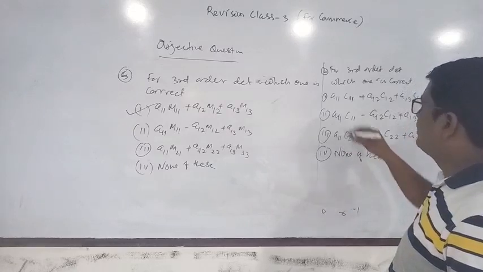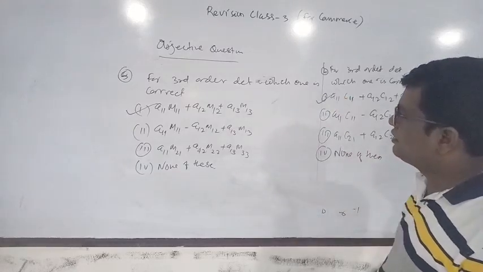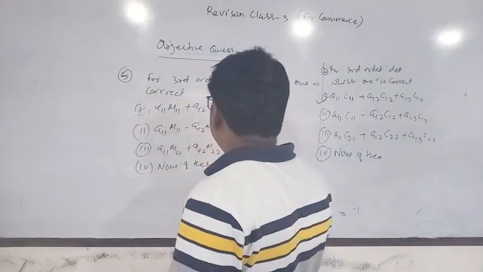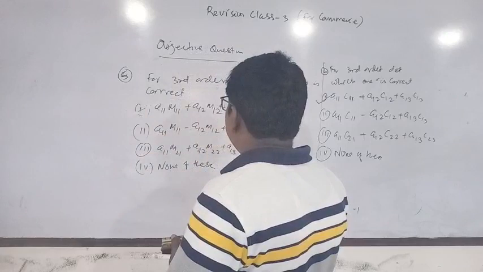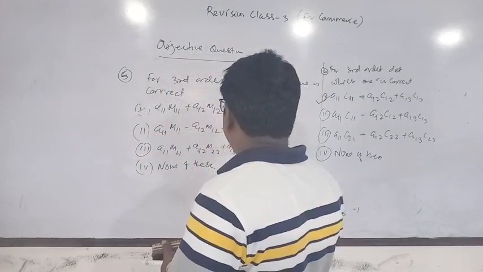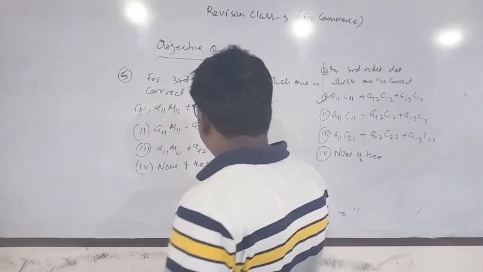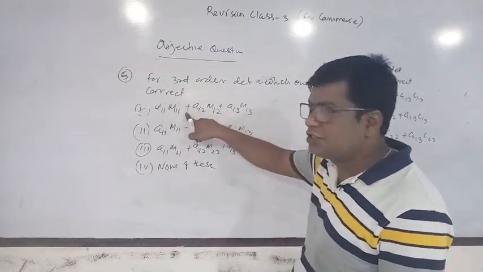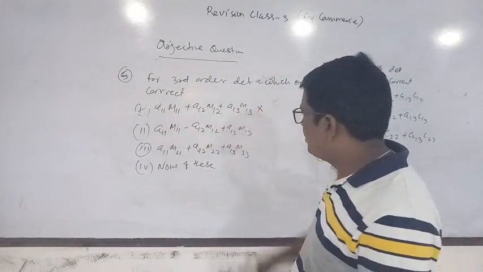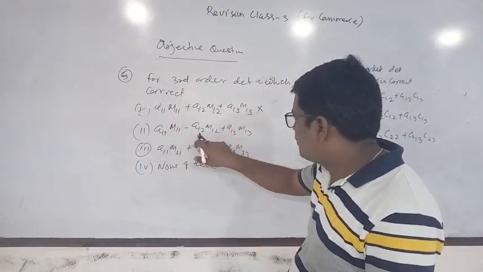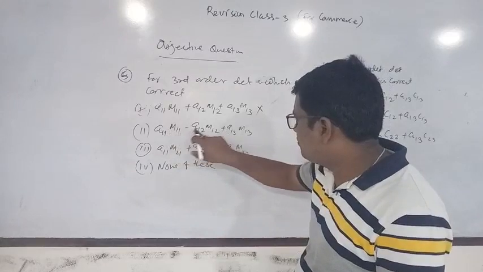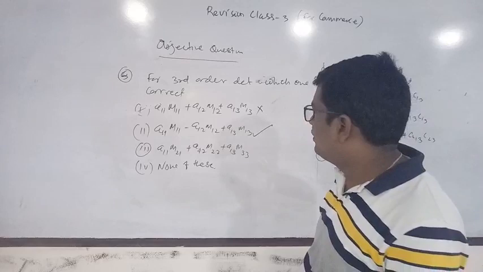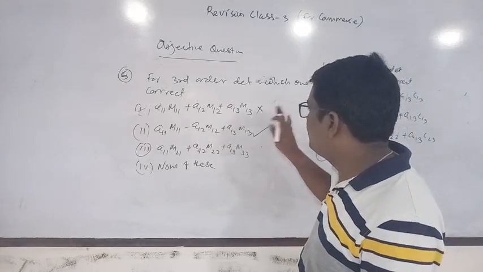Which one is correct? Sorry, this one is not correct. The signs are plus minus plus here, so this should be minus. So this one is not correct. This one with plus minus plus is correct. So option B is correct.